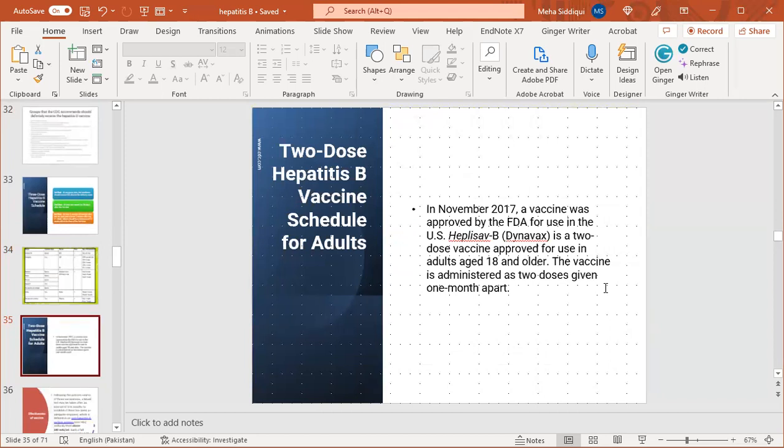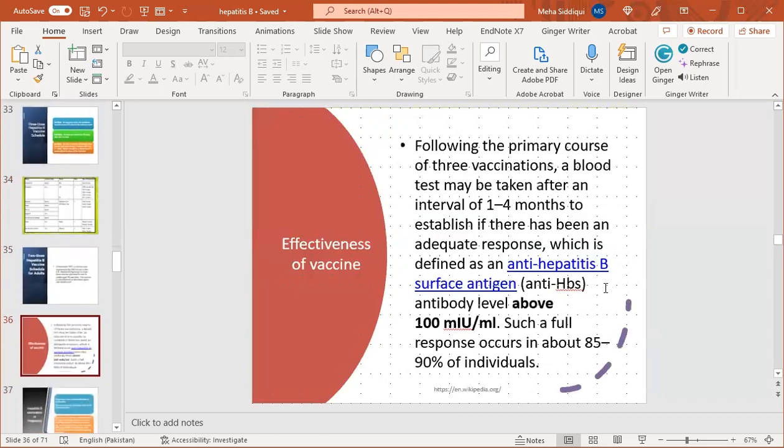In November 2017, a vaccine was approved by the FDA for use in the US. Heplisaf is a 2-dose vaccine approved for use in adults aged 18 and older. The vaccine is administered as 2 doses given 1 month apart.